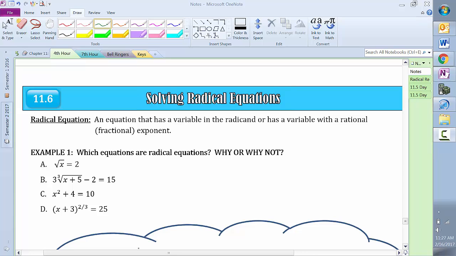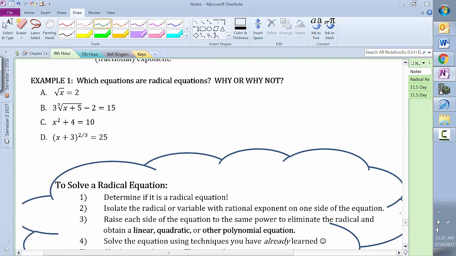Comes back. Last section, radical equations: an equation that has a variable in the radicand, or in the rational function in the exponent. So you're going to have to use all the rules that we've basically learned right now. So let's do example 1.